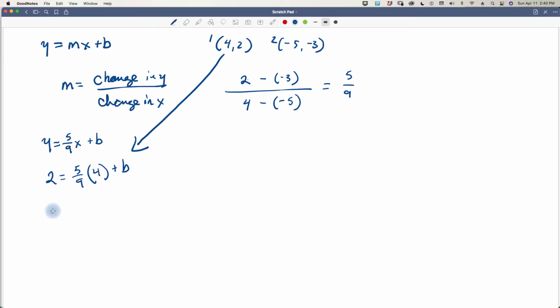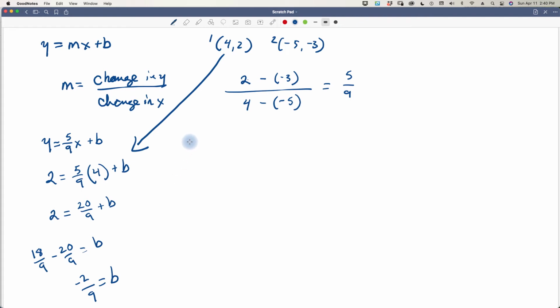So 2 equals 5 times 4, which is 20, so it's 20/9 plus b. Now we need to get 20/9 over here, and we need to make this a fraction over 9 as well. So 2 times 9 is 18, so 18/9. Then we subtract 20/9 from both sides, so it's minus 20/9, and that's going to equal b. So 18 minus 20 is -2/9, equals b. Well, now we know what b is.